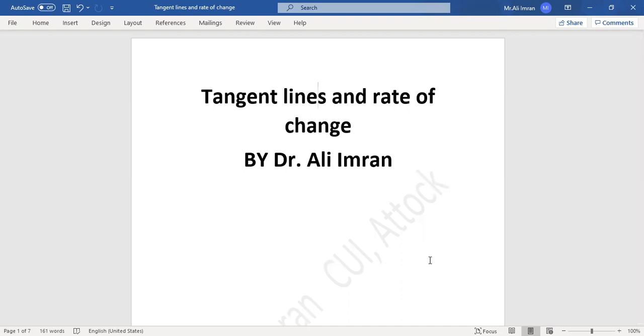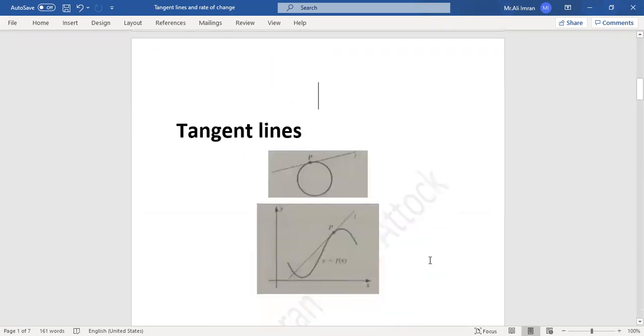In today's lecture, we will learn about tangent lines and rate of change. A tangent line is defined as a line which touches a curve at a single point and does not cross it. This is called a tangent line.